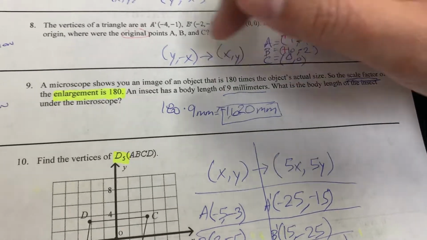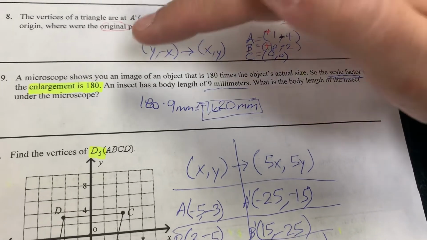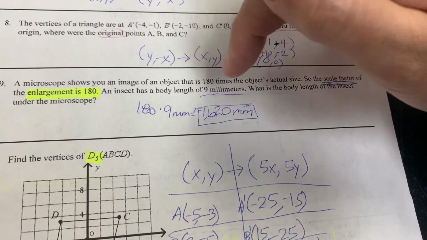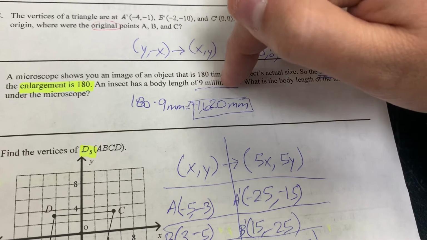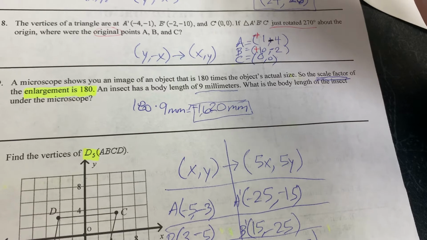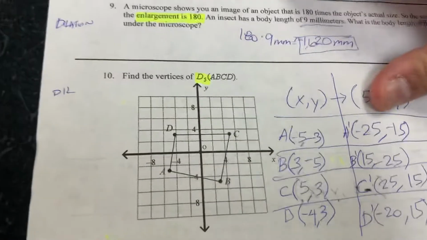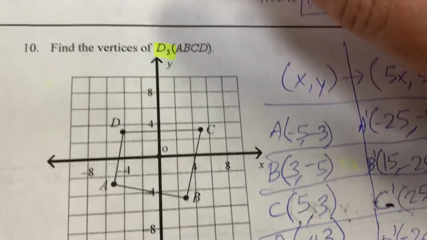Well, they told you what your scale factor was. Here it's 180, because it's 180 times. So you're just going to say 180 times whatever that length was. In this case, that's 9. Well, 180 times 9, that's 1,620 millimeters.